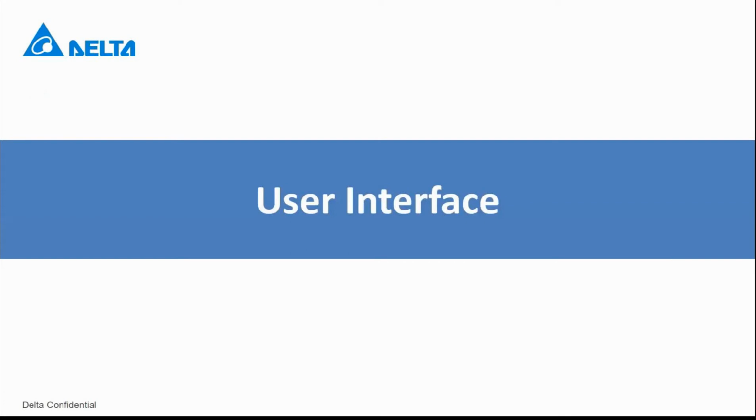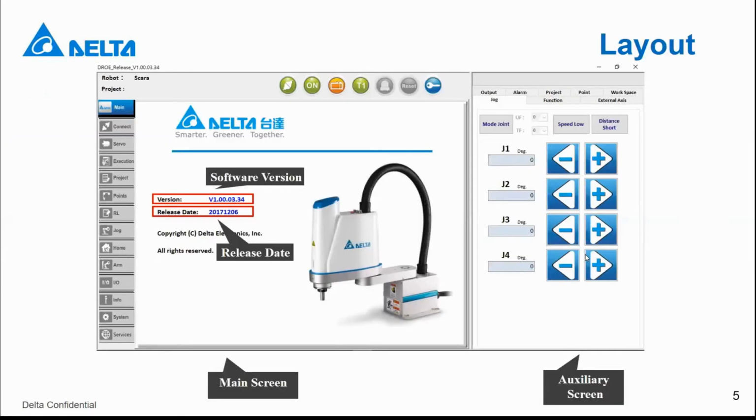So first is the user interface. Once you open DRAStudio, you will see this interface. Basically the left side is our main screen to control the robot, and the right side is a screen where you can use some functions as a help to control robots. And of course, you can see the version and also the release date here.